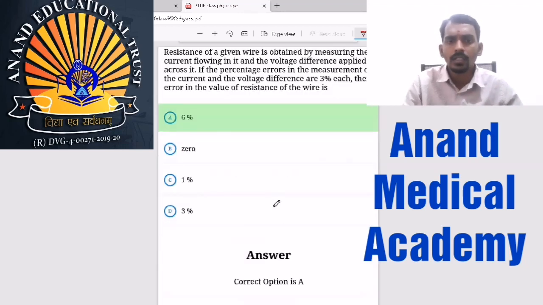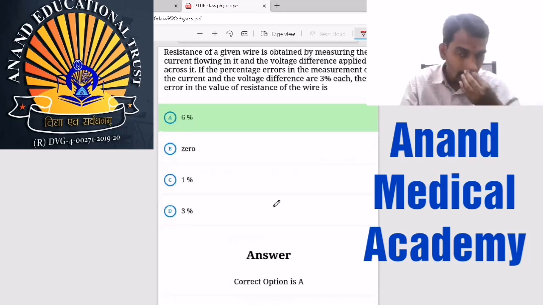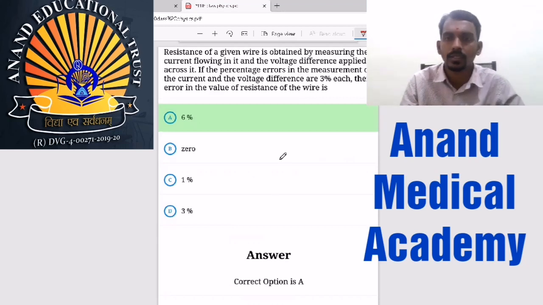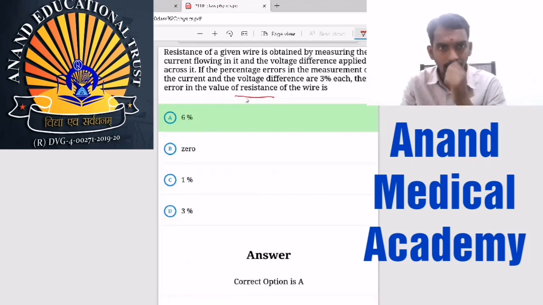Now the same again here. See, in the first question, they have given error measurement, meaning they have given the relation, but in this question, they have not given the relation. They have given something such that you have to take the relation from physics. Like they are asking the percentage error in the resistance.